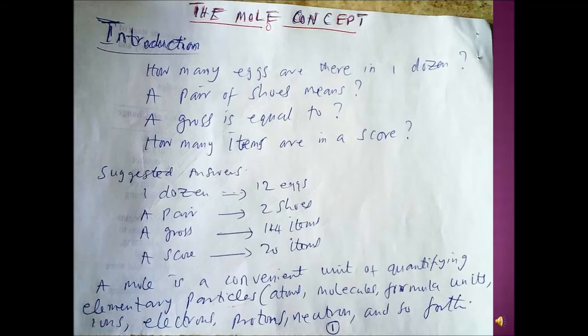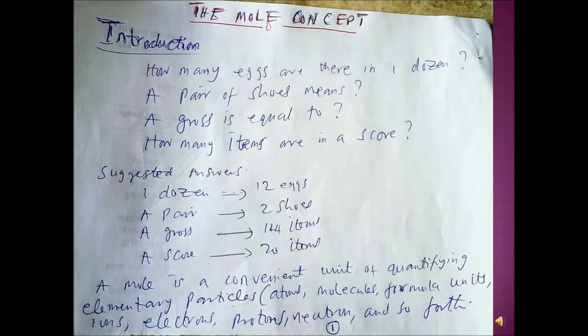Now, the mole concept. I will start by asking this question. How many eggs are there in a dozen? Can I get an answer? A pair of shoe means what? A gross is equal to what? And how many items are in a score?